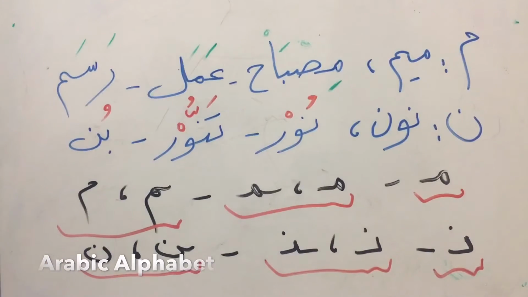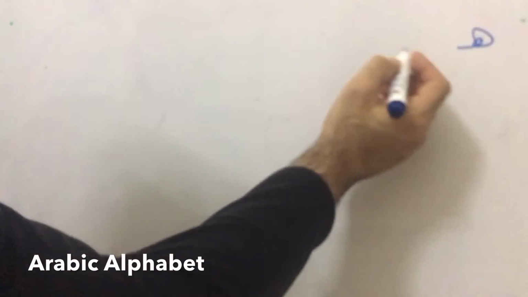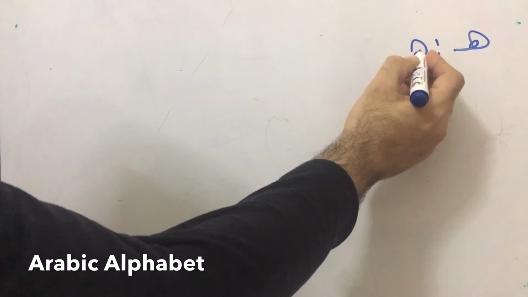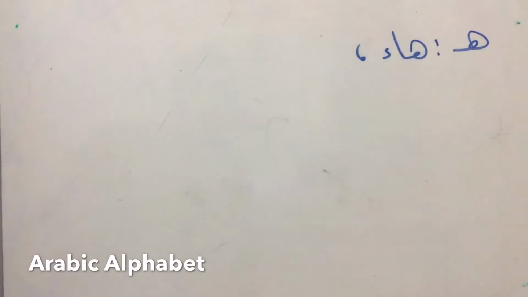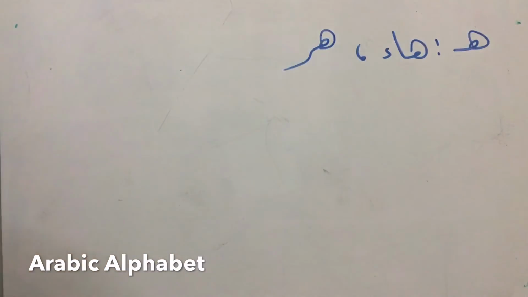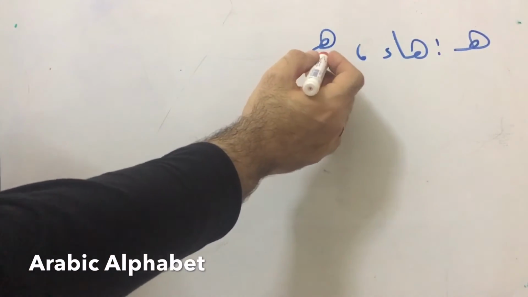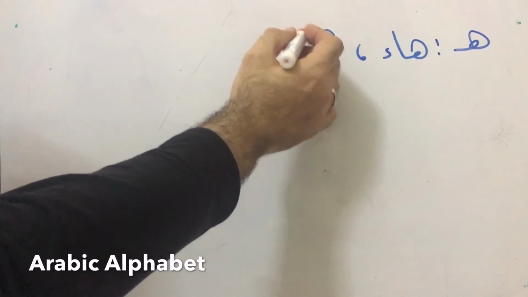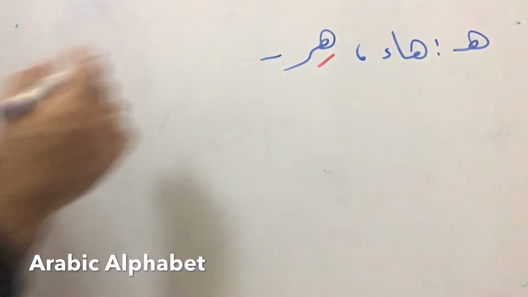These are the two letters meme and noon, and the next letter is ha. Ha. For example, we have hur. Hur means cat.